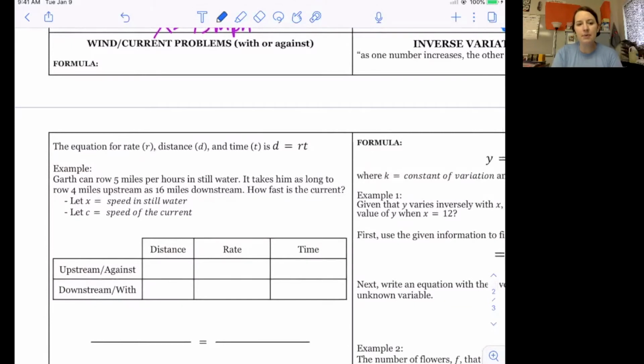So in this first example, it says Garth can row 5 miles per hour in still water. So that means that's his speed if he doesn't have anything helping him or harming him. Like, for instance, in a lake or a swimming pool where he's just swimming on his own and there's no water going for or against him. So in still water, his standard speed is 5 miles. Okay, it takes him as long to row 4 miles upstream as 16 miles downstream. How fast is the current?